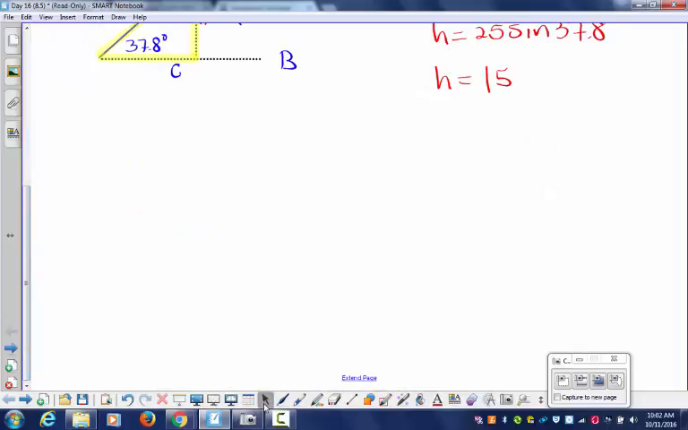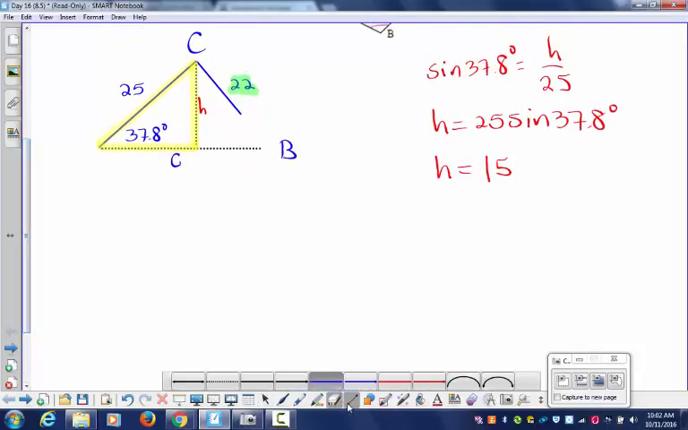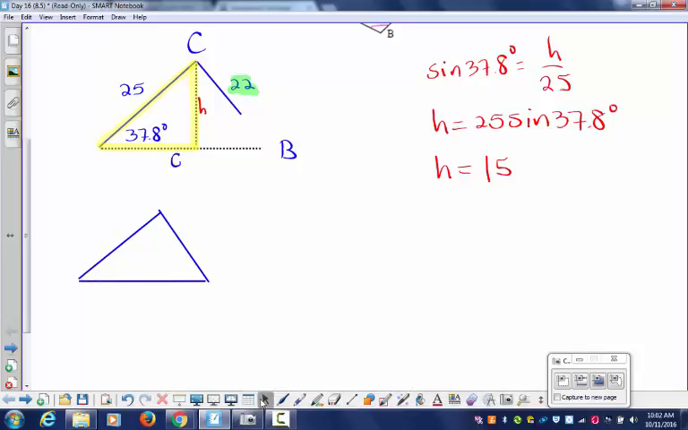We'll have an inner and an outer triangle, and the triangles will look like this. So we can take that and just drop it straight down, 22. This will be the outer triangle, which is the one we are going to start with. And the dimensions that we know on this outer triangle then are 25, 22, 37.8. This is side C, this is angle C, this is angle B, right there. That's our outer triangle.